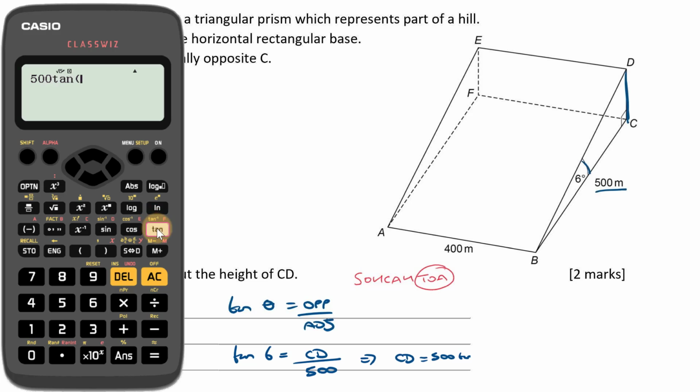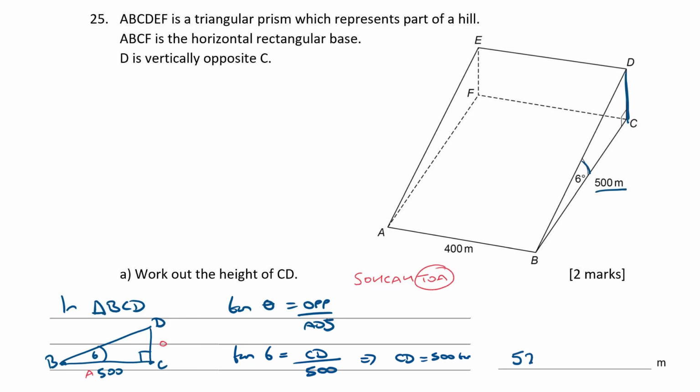500 tan 6 equals 52.6 to 3 significant figures. So I'm going to write that down as 52.6 meters. Okay, does that look about right? Yeah, it does. If that's 500 meters, it's about a tenth. That looks about right for that sort of angle.